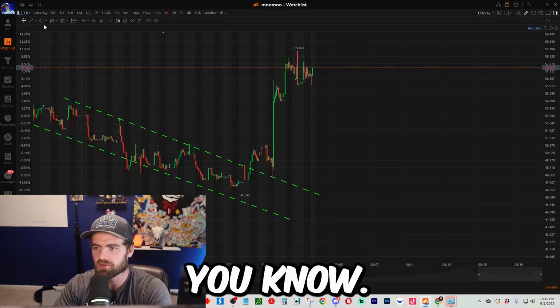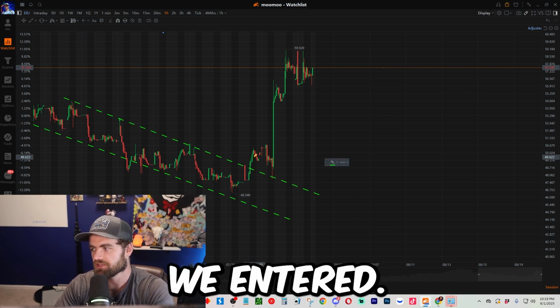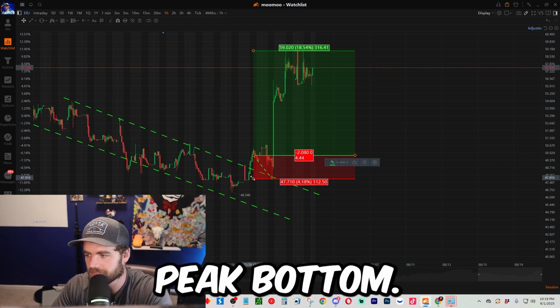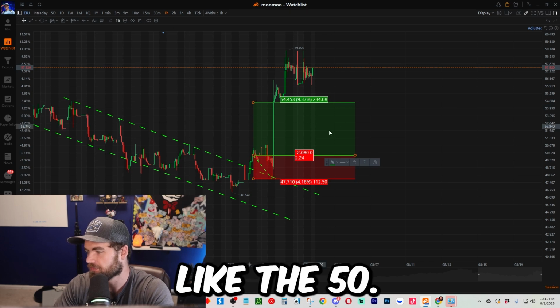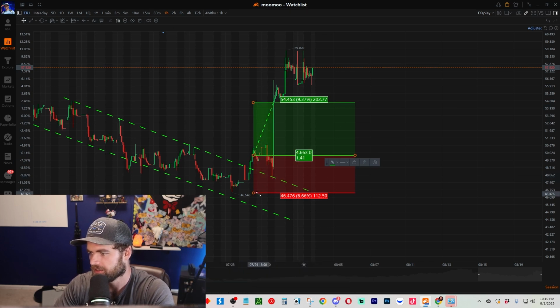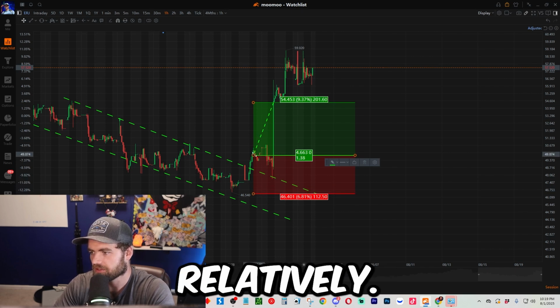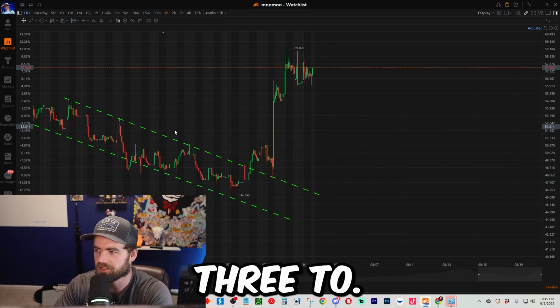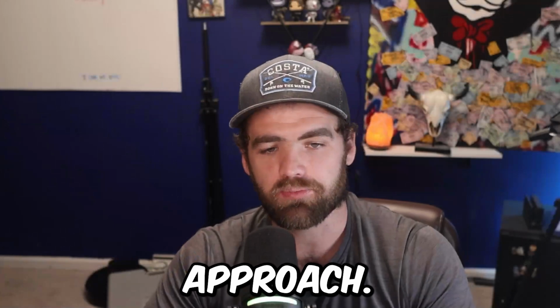So we entered near and around the $49 area, and that's not even the peak bottom. And we exited near and around the $54 area. Keeping our stop loss just below these lower wicks gave a relatively decent risk versus reward of about 3 to 1, which is really, really good. So that's a very simple approach on how you guys can swing trade on Moomoo.